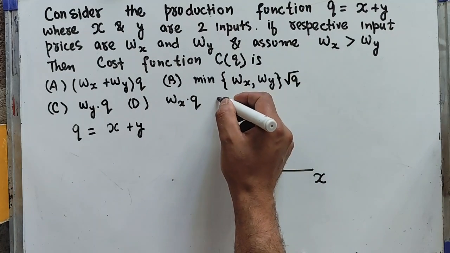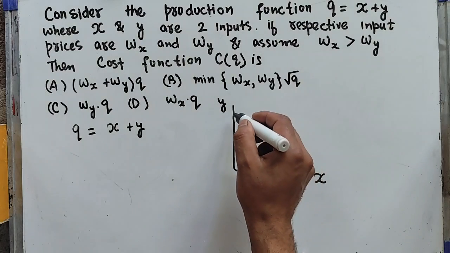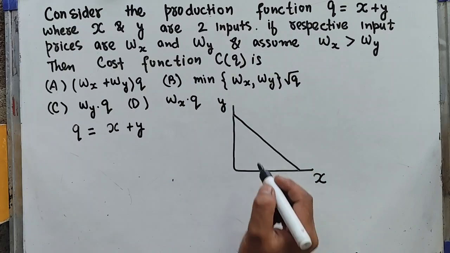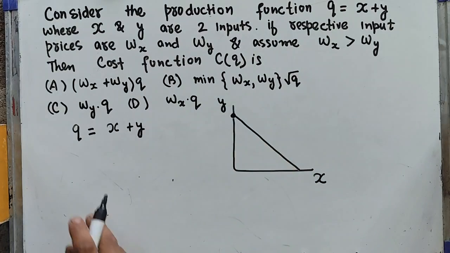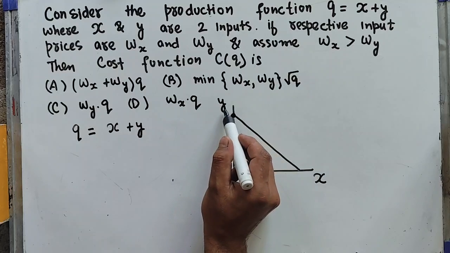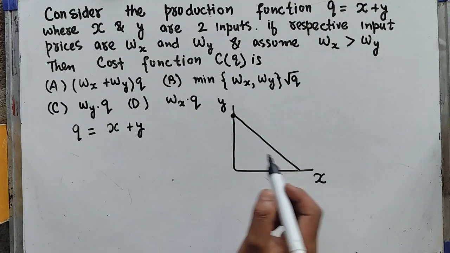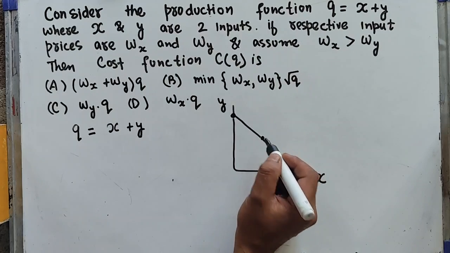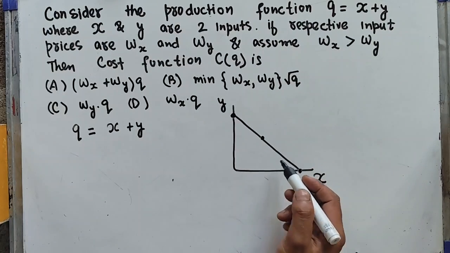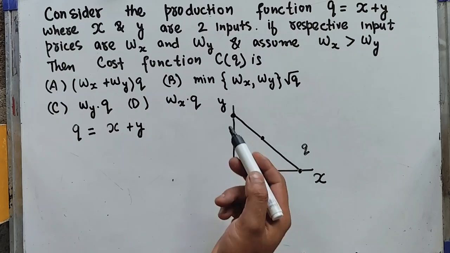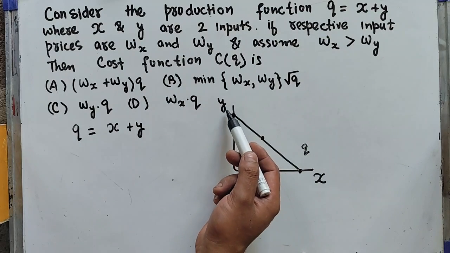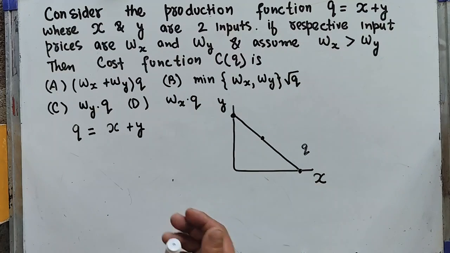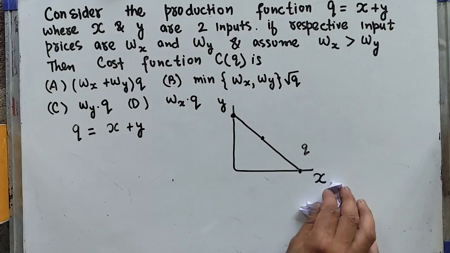How? Let me draw it. Let us say we have input X on the horizontal axis, input Y on the vertical axis. Since we have the perfect substitute production function, let us say this is the isoquant. Either we can produce Q units of output using only Y, or we can use only X input, or a combination of both. So to produce a given level of output, we can use input factor Y or input factor X, or a combination of both. Now how do we decide what to produce with?